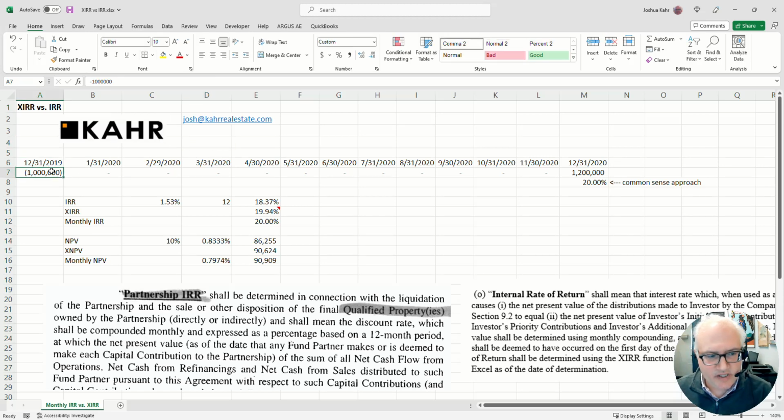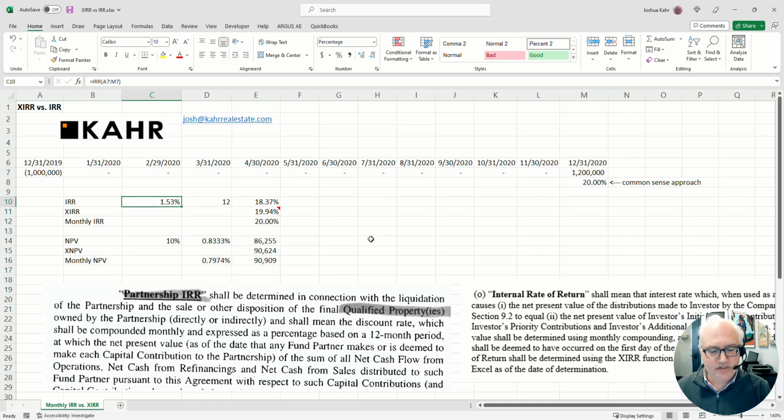You put some money in, say $1 million, and in a year you're getting out $1.2 million. If you asked someone who is not a financial professional what did you make, they would probably say 20%, because 1.2 divided by 1 is 20%. That's the common sense approach. The problem is, there are three different ways to calculate this, only one of which gives us 20%.